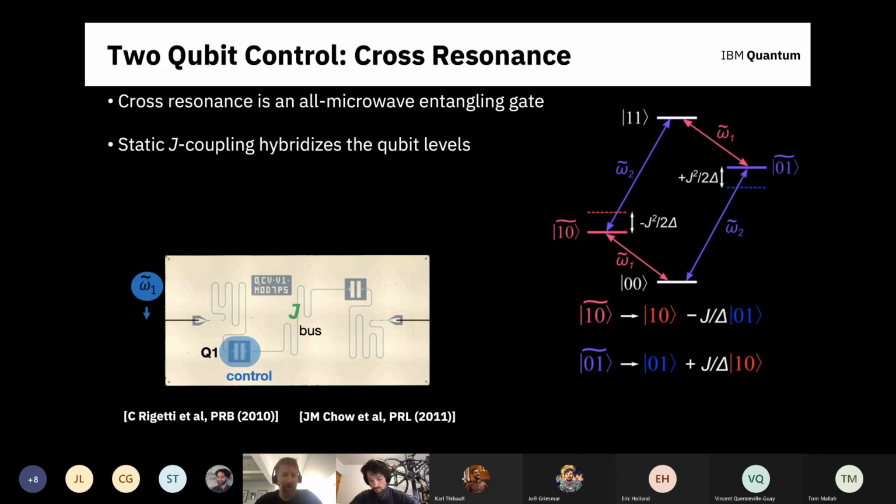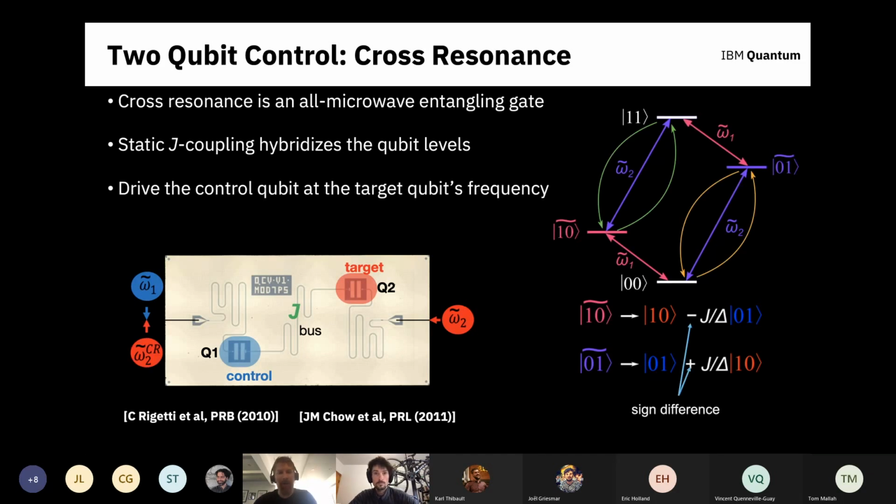So when I want to operate the cross resonance, or if I want to operate single qubit gates, I'll apply pulses at the control frequency omega-1 to do single qubit rotations of the control qubit, and likewise for single qubit rotations of the target qubit, I'll do rotations at omega-2. Now, if I want to do cross resonance, though, I'm going to drive the control qubit, but at the frequency of the target qubit. And so then what happens is you're driving the hybridized part of the control qubit, which is this other part of the target qubit. And because you get the sign difference, that's what gives you the effective ZX interaction that we're using.